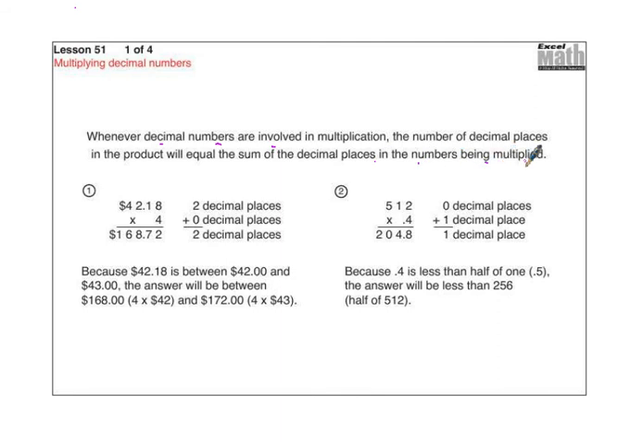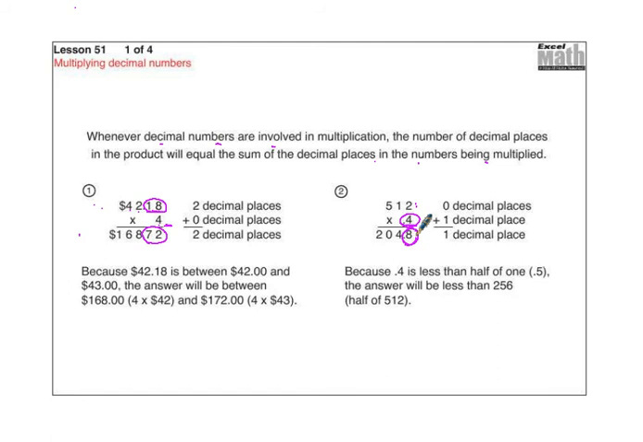What all that means is, when I do this decimal multiplication problem, 42.18, there are two numbers after the decimal point here. This number 4 has no numbers after the decimal point. So 2 places here, none here. That makes 2 in my answer. Here I've got one number after the decimal point, and there's none up here. So that makes 1 in my final answer.